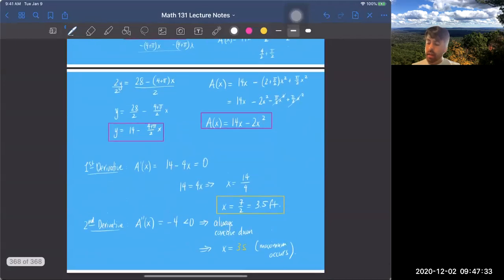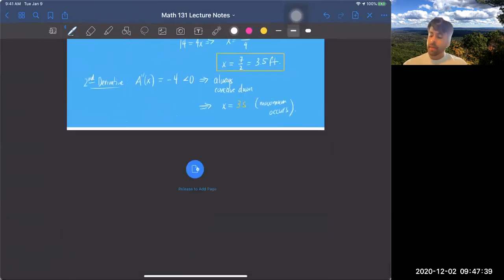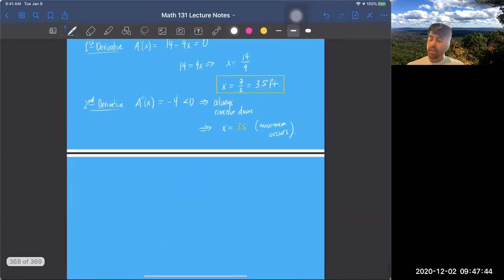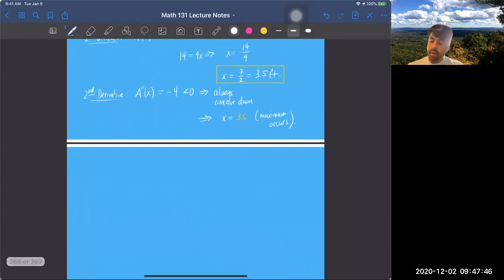And so then the maximum occurs, and then that would be it. And then we would say, what are the dimensions? What are the dimensions of my Norman window?